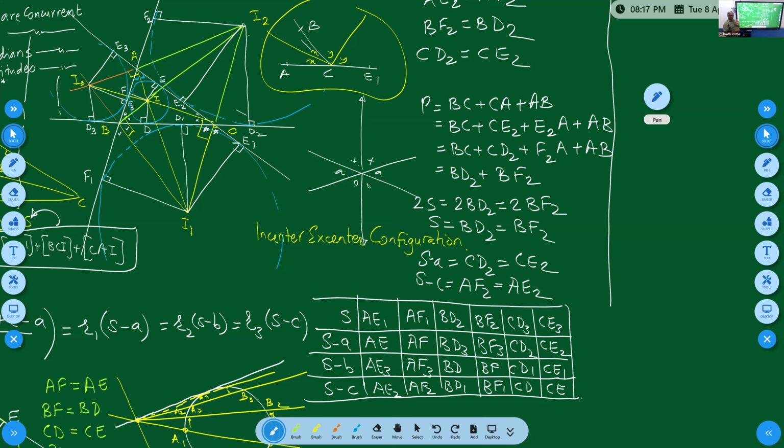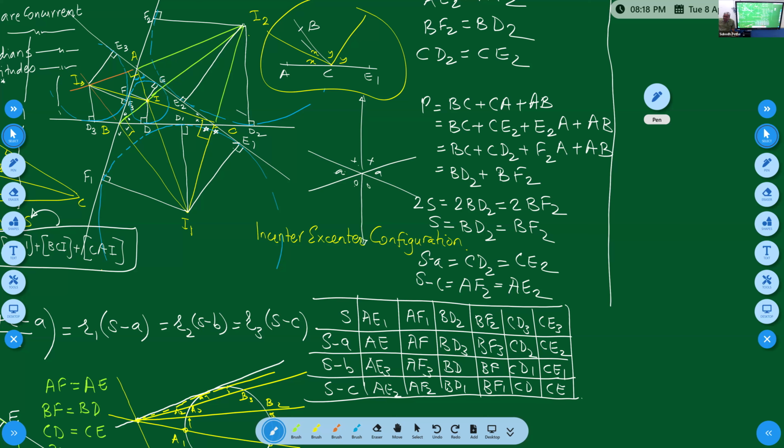BF1, S minus C. BD3, S minus E. Easy. Second step is easy. Because S is easy, the exterior segments are also easy. And the most difficult, okay, how do you get how much is AF1? Sorry, AF.